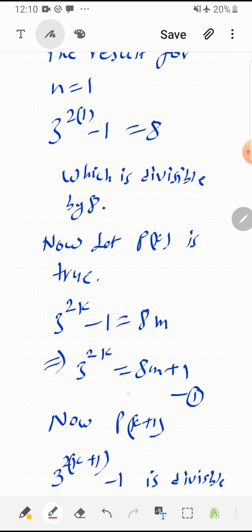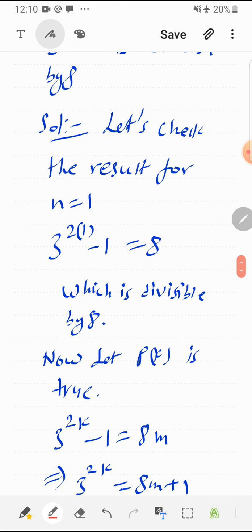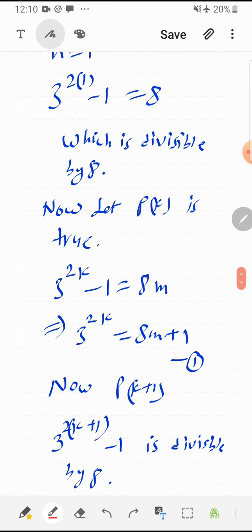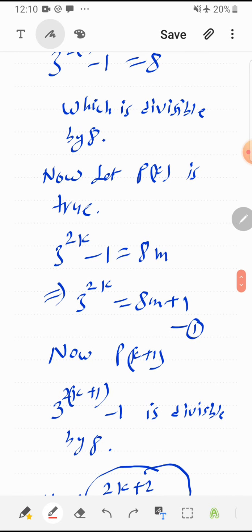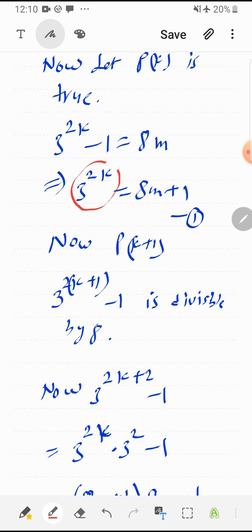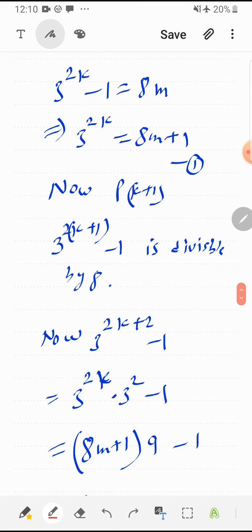Now for n is equal to k plus 1, I am putting n is equal to k plus 1 here with the proper bracket. So it becomes like this, 2 in the bracket k plus 1. I have to prove that this is divisible by 8. Now opening the bracket, I want to show this term exclusively here so that I can put the value. Applying the law of exponent, I have separated this factor. Now I am putting the value of 3 raised to the power 2k, which is 8m plus 1.